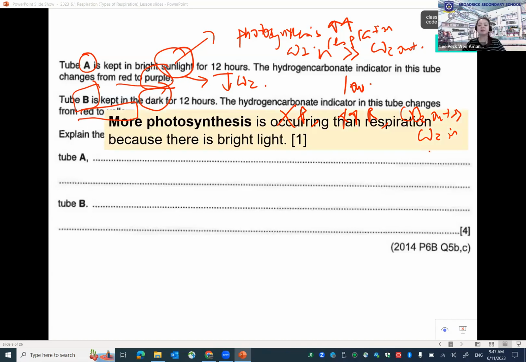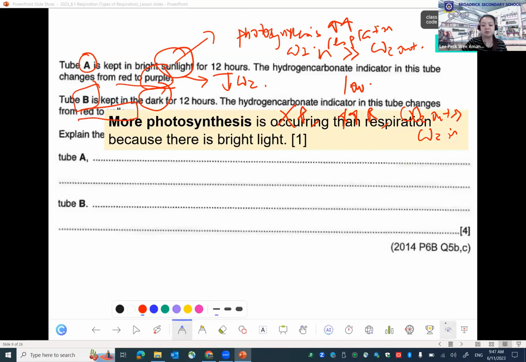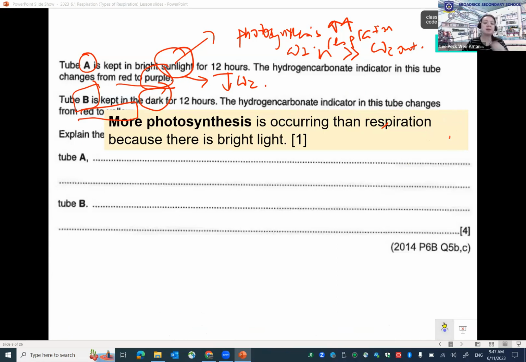So if you were to explain, okay, the reactions, let me remove some of the annotations that are on the screen. All right. So if you were to explain it, then for tube A, you will say that more photosynthesis is taking place than respiration because of bright sunlight. Therefore, what is happening?